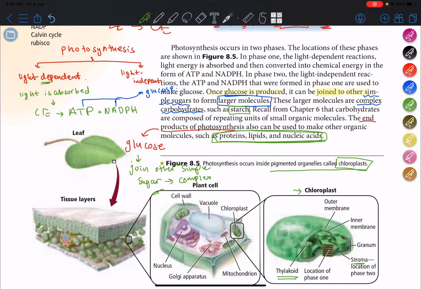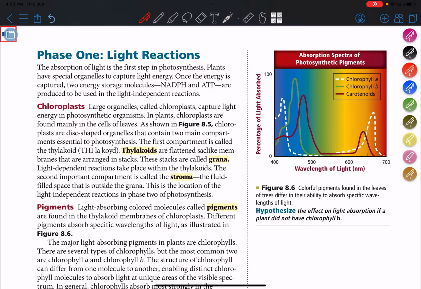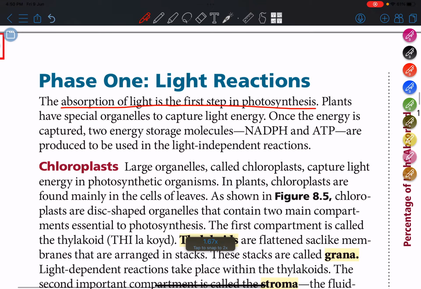Right, so we got a little bit of an overview of photosynthesis, of the phases. So let's discuss phase 1 in detail, which is the light reaction. Now, the absorption of light is the first step in photosynthesis. Step number 1 is absorption of light.